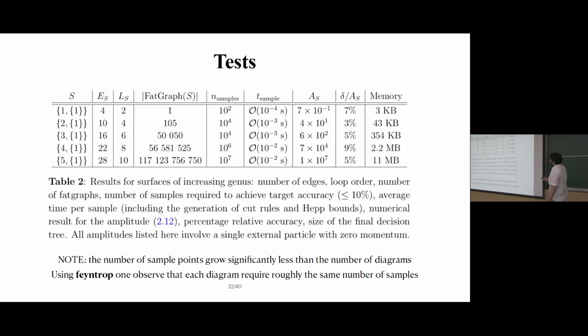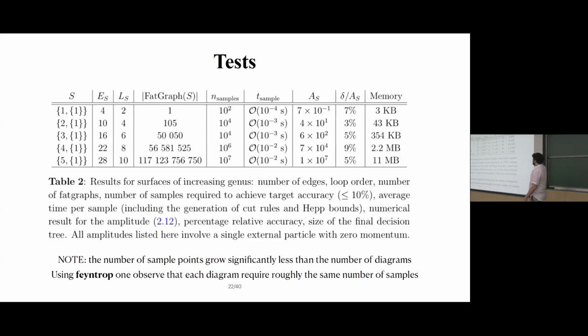But the most important number is this column. This is the number of samples that are necessary to achieve a target precision. Here I was doing a 1-digit precision, really, to see how they scale. The important thing is that this number doesn't grow as much as the number of graphs would suggest.